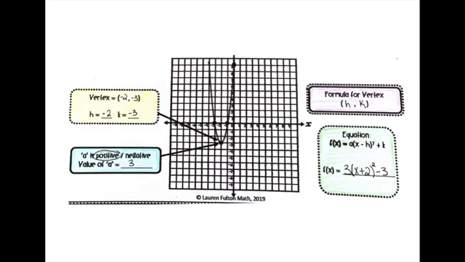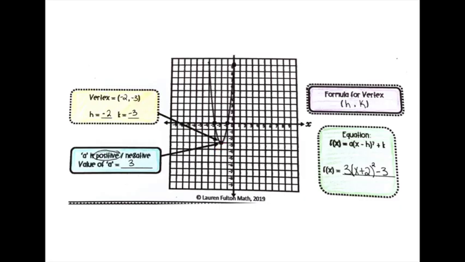Same graph. You can see your vertex now is -2, -3, so you know your H and K value. A is still positive. It points up, so we know this is positive. The formula for the vertex is going to be your H and your K. And then we're going to talk about equation, but we will be able to then pull the equation from these. So you can now see H and K, which before we actually couldn't see.